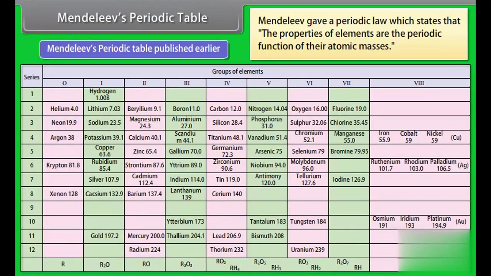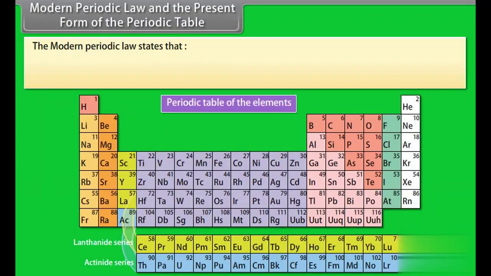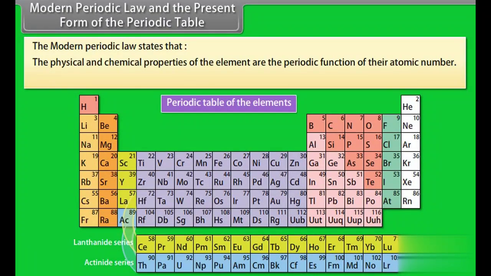For example, both gallium and germanium were not discovered at the time when Mendeleev proposed his periodic table. Mendeleev named these elements eka-aluminium and eka-silicon respectively. Number 3. With the help of this table, doubtful atomic masses of certain elements were corrected. Modern periodic law and the present form of the periodic table. The modern periodic law states that the physical and chemical properties of the elements are the periodic function of their atomic number. The present form of the periodic table is the long form.